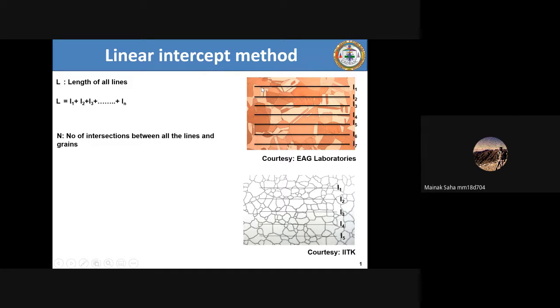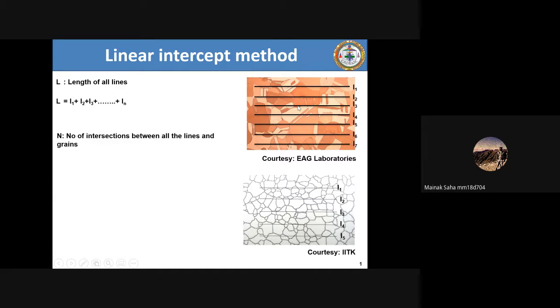Now let me ask you, how many intersections do you see between this line 1 and the grains? You are looking at line L1, the top one. How many intersections do you see with the grain boundaries? Approximately 8, right?